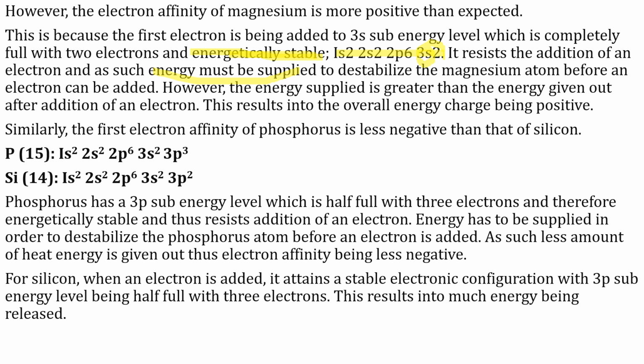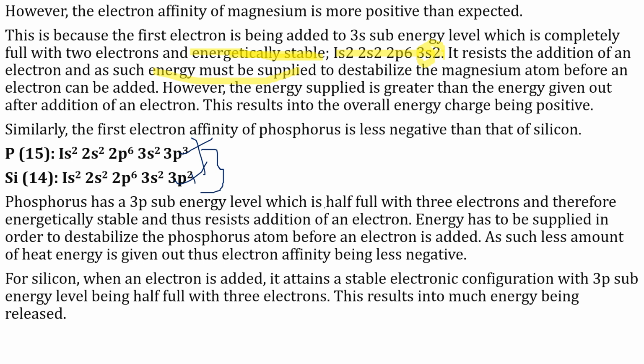Now similarly, the first electron affinity of phosphorus is less negative than that of silicon. And here, when you are comparing two atoms, I've already mentioned this, you should write down their electronic configurations first. So here you start by getting a mark when I'm marking. So you see that phosphorus has a half-filled 3p sub-energy level, which is half full of electrons.